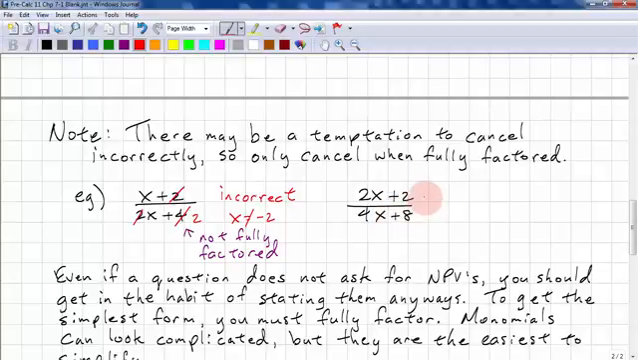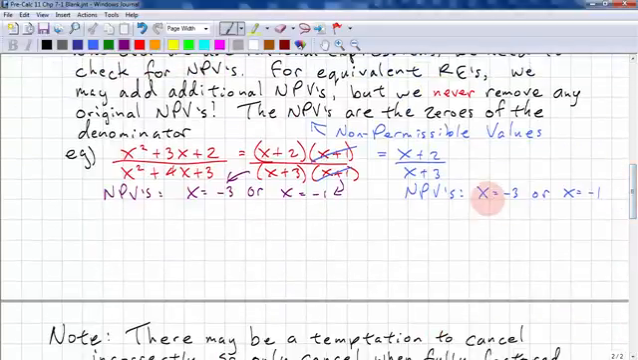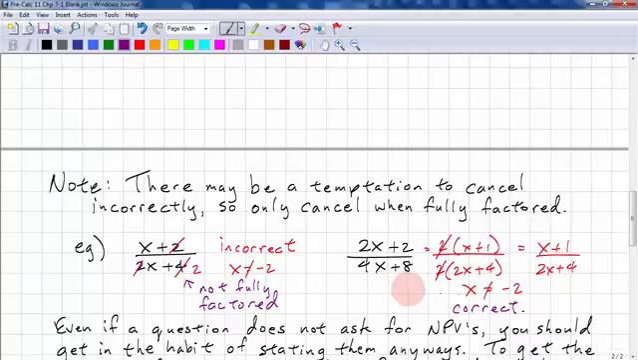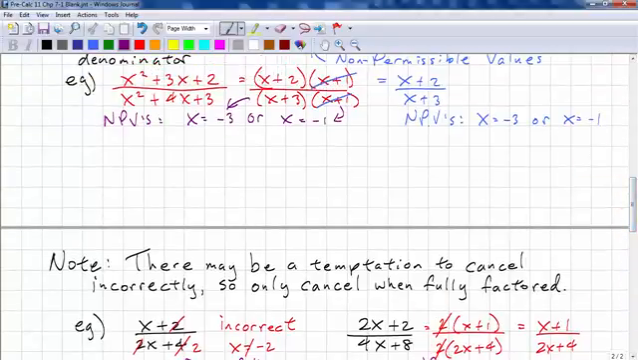Now, if we look at something like this, we factor 2x plus 1, and we factor 2x plus 4. We can go ahead and cancel this out, and we get x plus 1 over 2x plus 4. So this is correct. Now, it's important to say the non-permissible value is. Here, we're not saying NPV. This is the domain. The domain is x does not equal -2. So if you want to be explicit, you can put domain here. So please specify whether you're stating the domain or the non-permissible values.